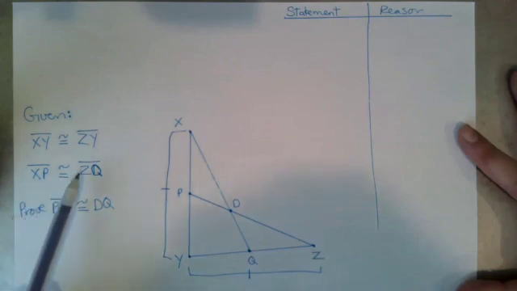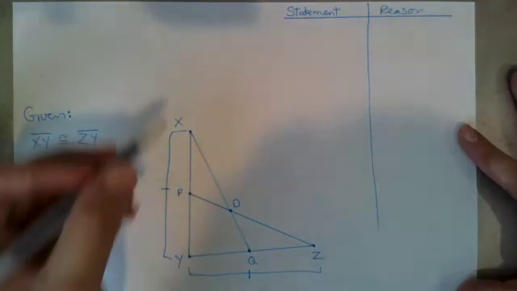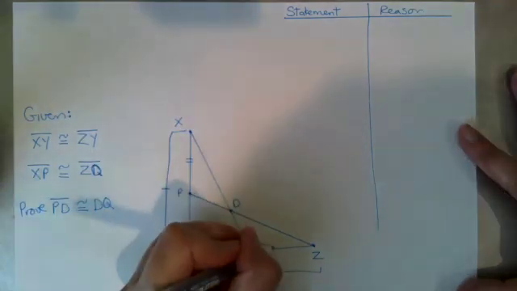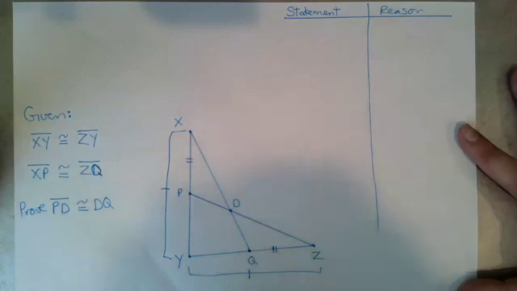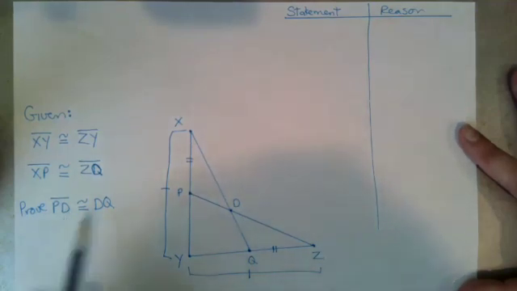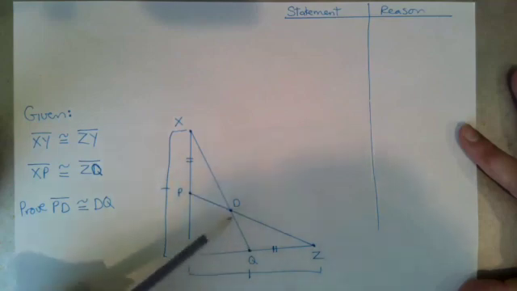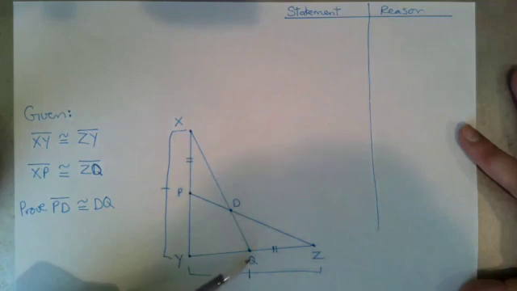This one's easier to mark. XP is congruent to ZQ. So right here is congruent to ZQ. Okay, terrific. And then what I'm asked to prove is that PD is congruent to DQ.